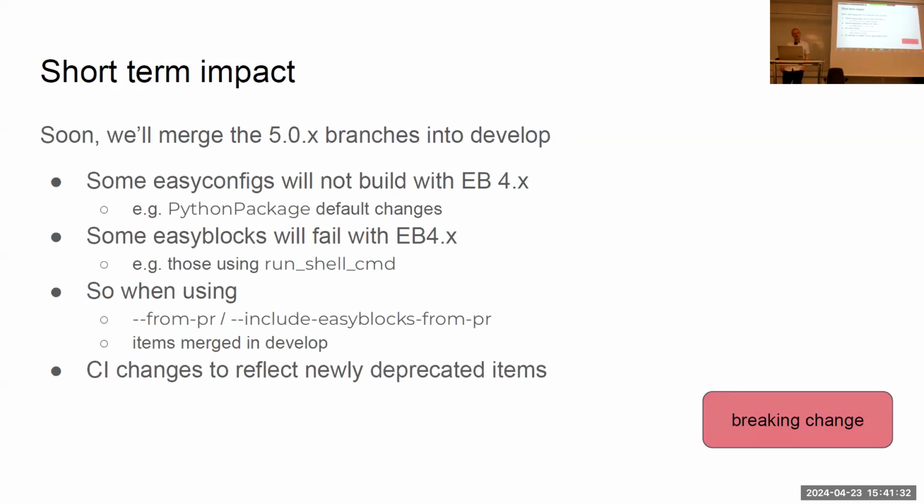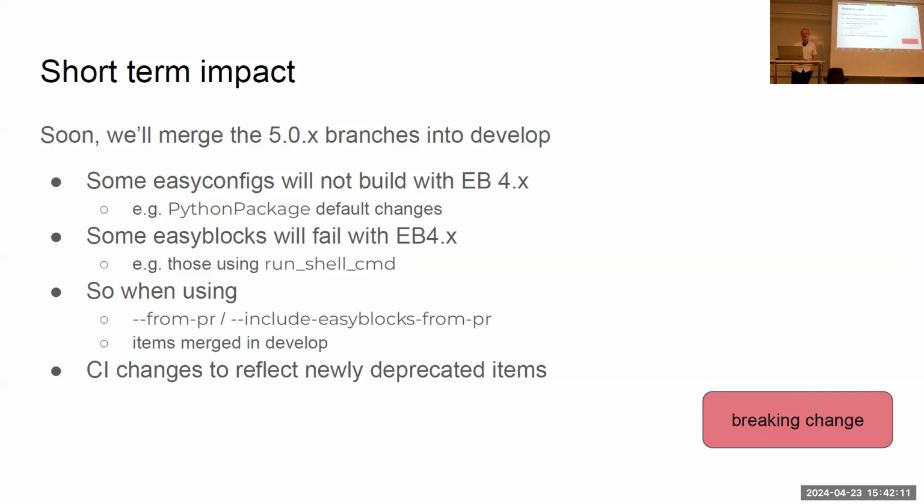So there is a bit of a short-term impact that's going to happen. At some point soon, we will merge the 5.0.x branches into develop in the EasyBuild repositories. When we do that, configs that are in develop, configs that are being PR'd, may not work with EasyBuild 4.x. So the Python package defaults I talked about, things like use_pip equals true, because that's now going to be set by the easyblock, it won't be in the easyconfig, but our current easyconfigs require it.